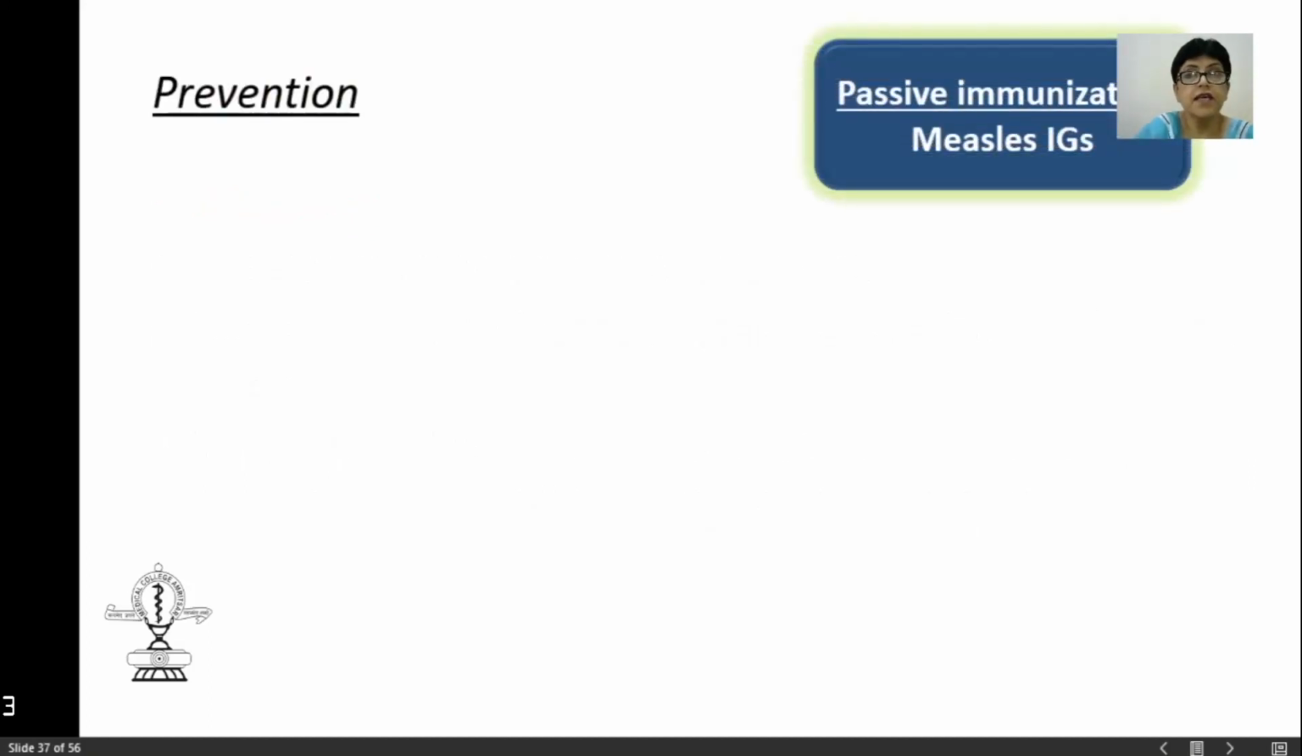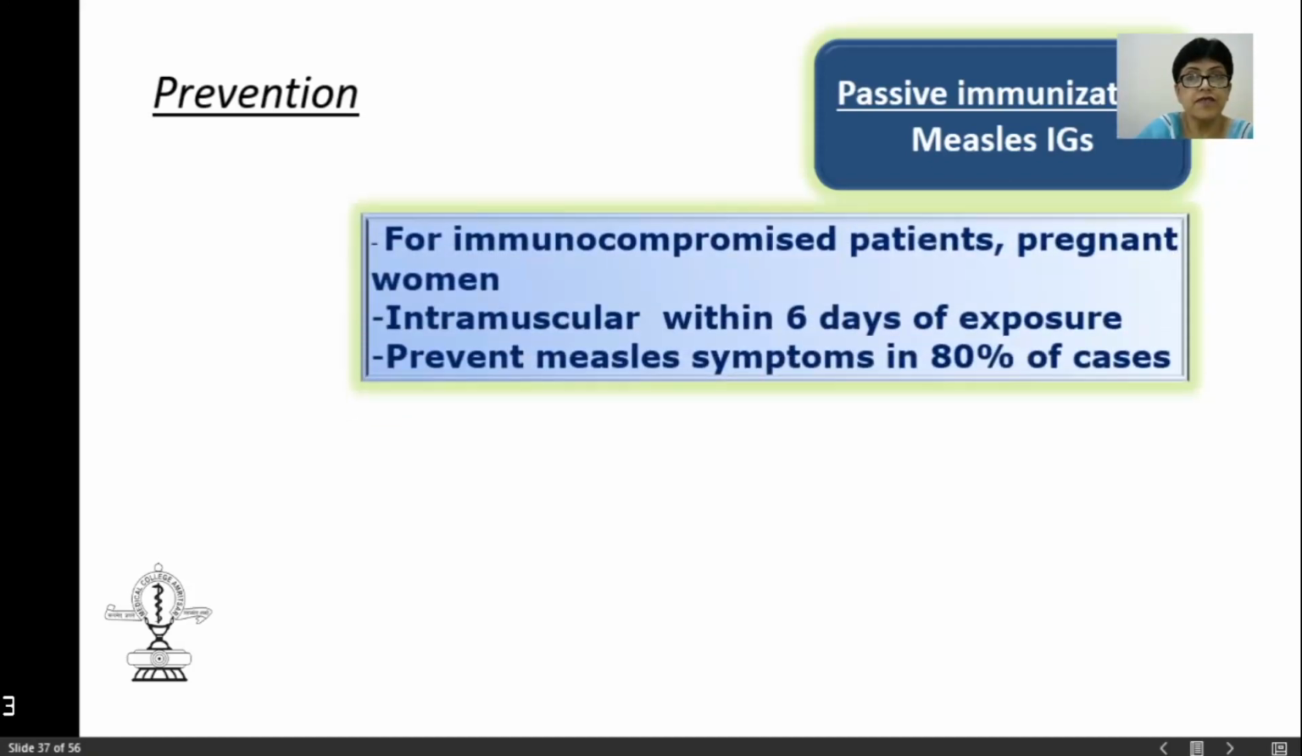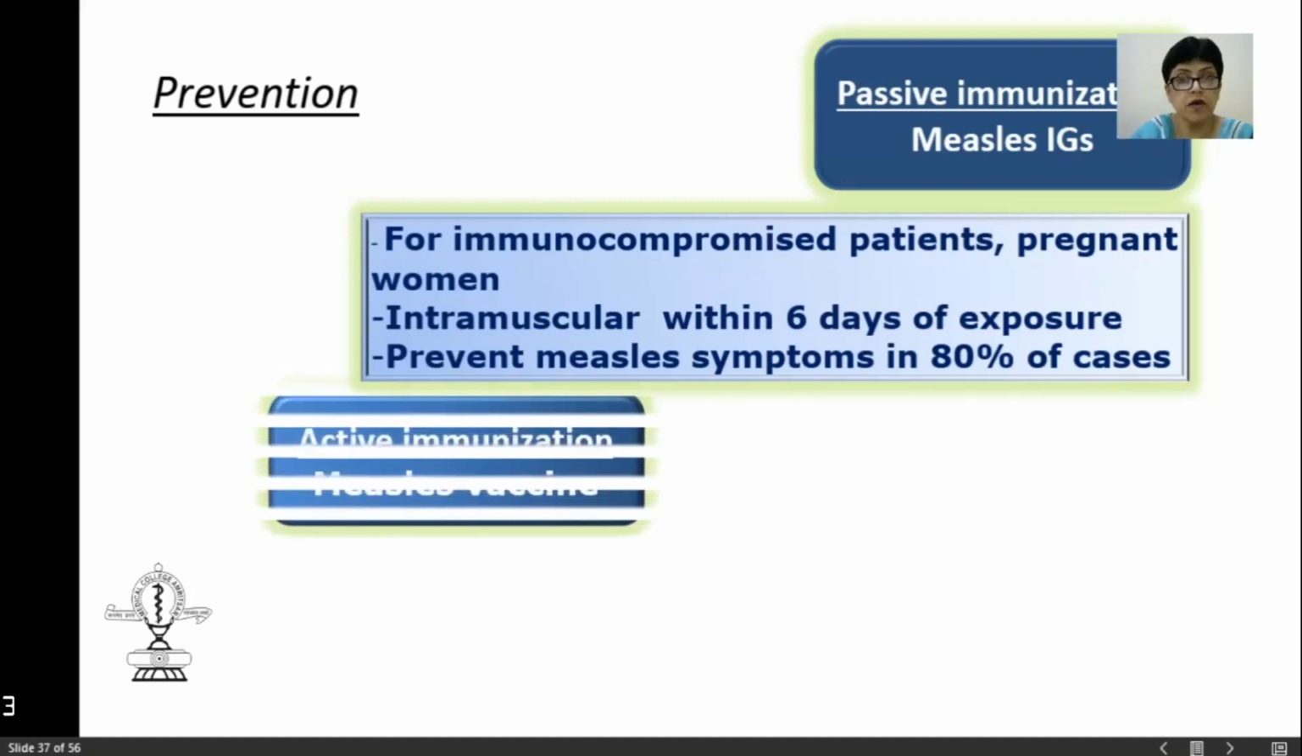Prevention. Again, in this condition, apart from the active immunization, we have passive immunization, since we discussed that this is an extremely fatal condition if it happens to be very severe. For immunocompromised patients and pregnant women, we can have measles immunoglobulins given intramuscularly within 6 days of exposure to prevent symptoms of measles in 80% of the cases. Once you have an exposure and the patient is immunocompromised or pregnant, then this immunoglobulin can be given within 6 days to prevent measles symptoms 80% of the time.